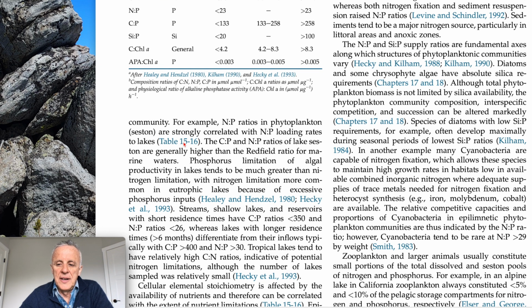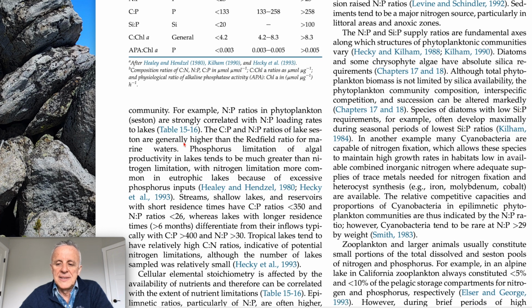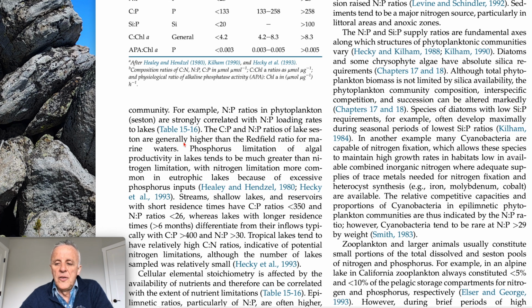Diatoms and some chrysophyte algae have absolute silica requirements. Although total phytoplankton biomass is not limited by silica availability, the phytoplankton community composition, interspecific competition, and succession can be altered markedly. Species of diatoms with low Si:P ratio requirements, for example, often develop maximally during seasonal periods of lowest silicon to phosphorus ratios.